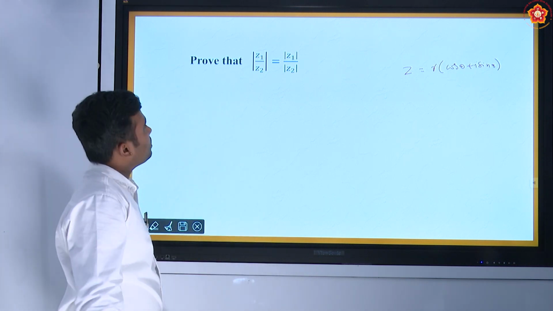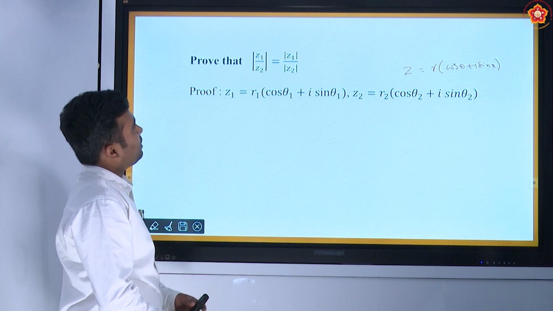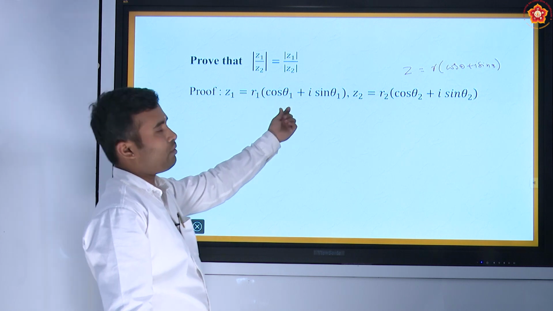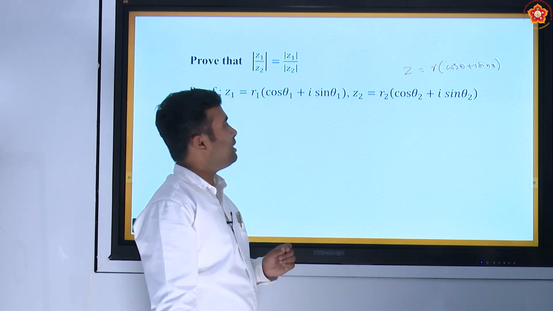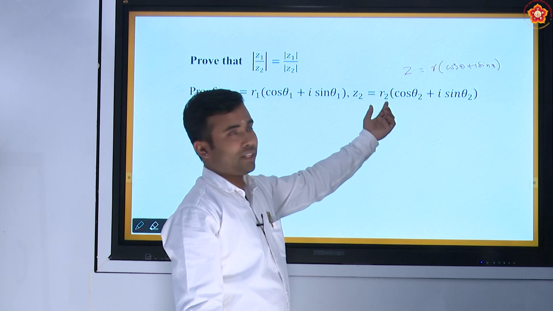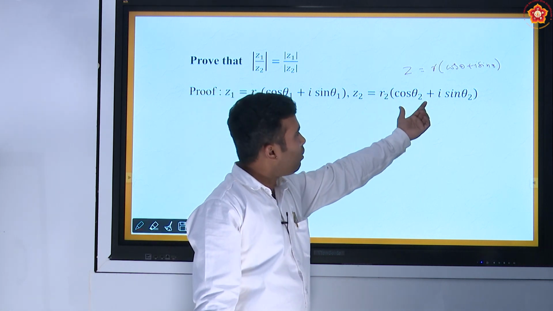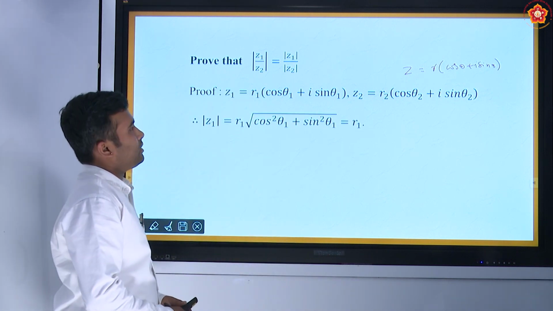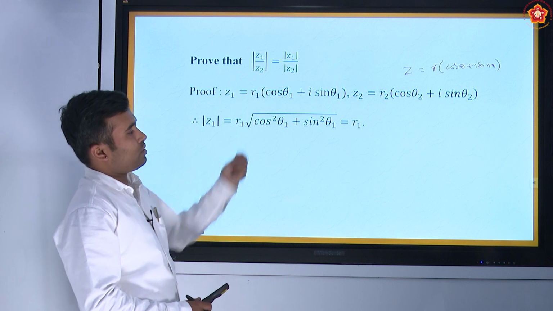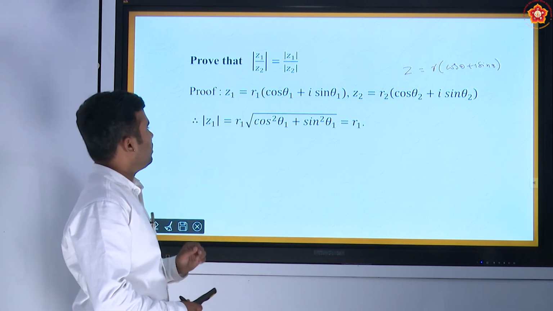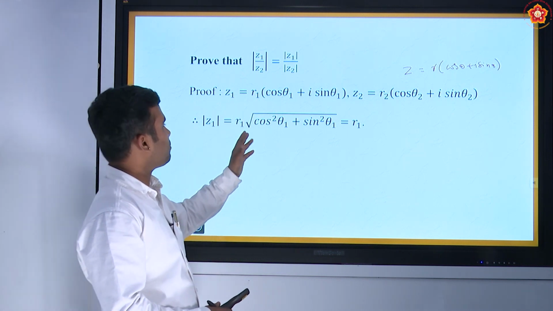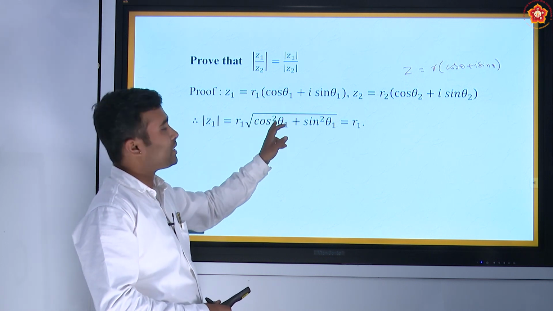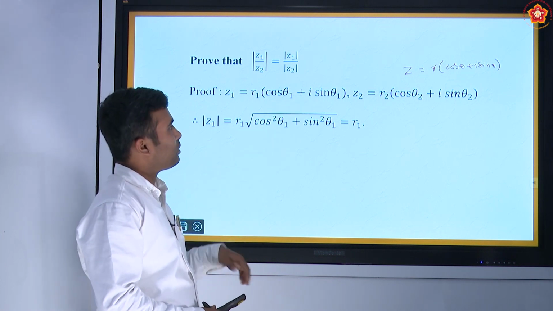So let us prove this. Here Z1 can be written as r1 into (cos theta 1 plus i sin theta 1). Similarly, Z2 can be written as r2 of (cos theta 2 plus i sin theta 2). Take modulus of Z1. If you take modulus of Z1, it becomes square root of r1 square of (cos square theta 1 plus sin square theta 1).